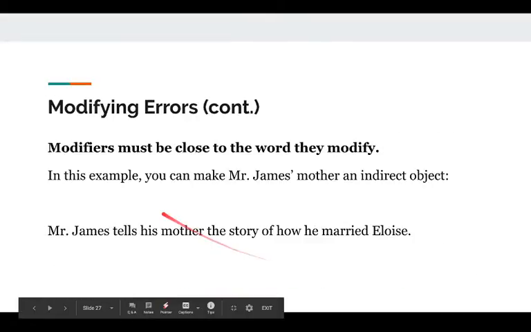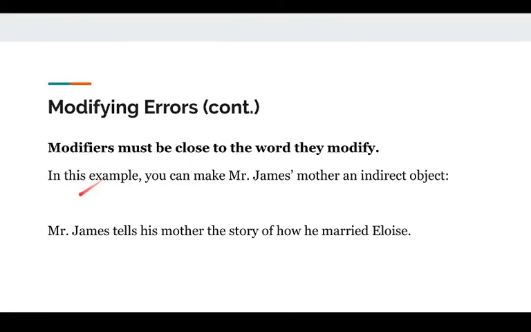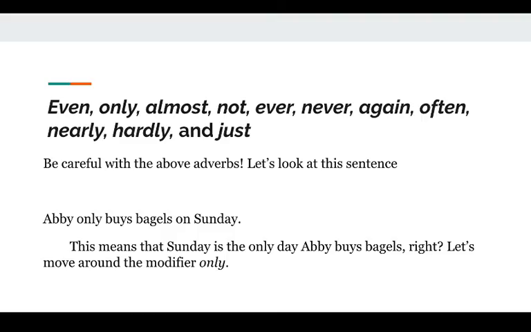So to fix this sentence, modifiers must be close to the word they modify. So in this example, you can make Mr. James's mother an indirect object. So Mr. James tells his mother the story of how he married Eloise. Here it's clear that Mr. James is telling his mom the story of how he married Eloise. So we're rearranging the sentence to find out what is modifying what, and it tells the clear story that the author was probably trying to say in the first place.